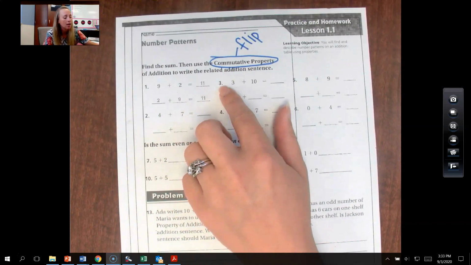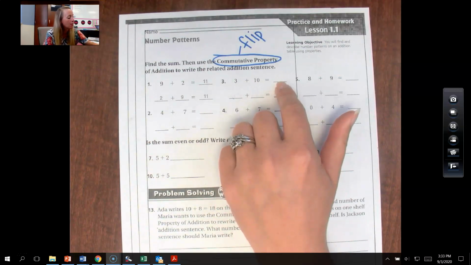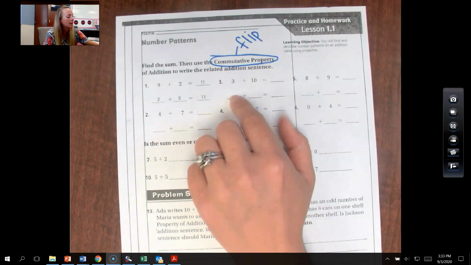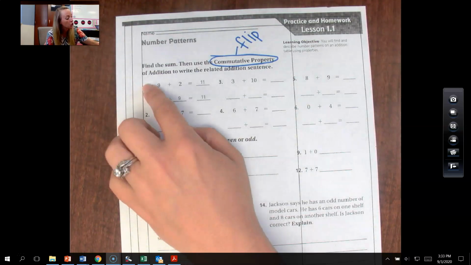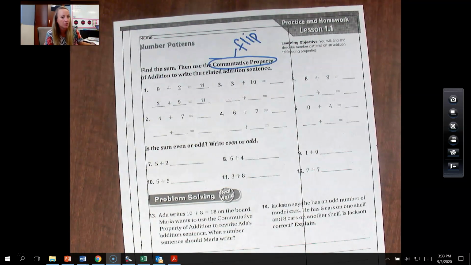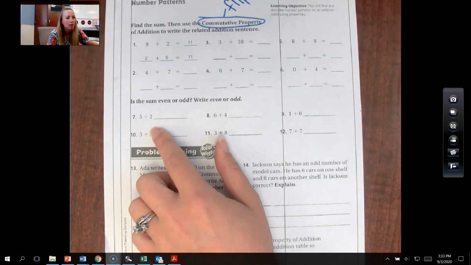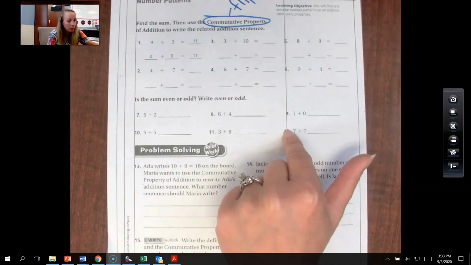So on number 3, 3 plus 10, give an answer. And then on the next line, please flip-flop 3 and 10 and give an answer. You will do that for numbers 2 through 6. Let's look at the next section. These directions are for 7 through 12.